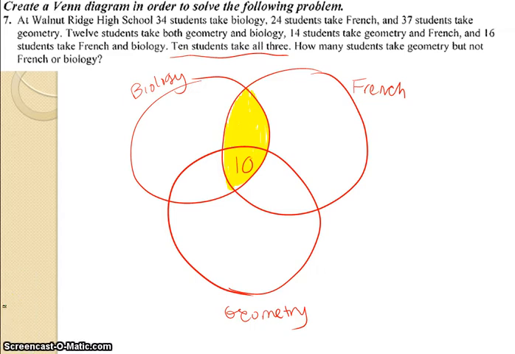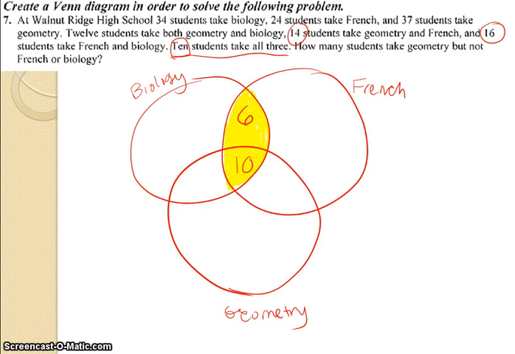Okay, they just told me that 16 students take French and biology. But I already have 10 in the French and biology quadrant. So how many more need to go here? If it's 16 total, but I already have 10 written, then there's 6 more. Now I've handled this piece of information, and I've handled this piece. Let's keep going. 14 take geometry in French.